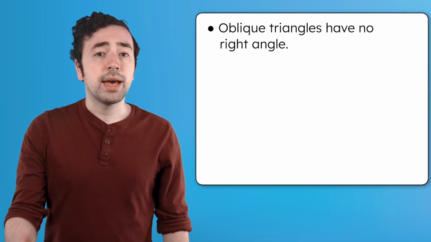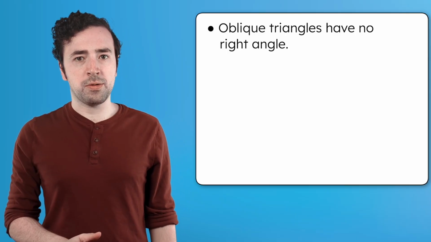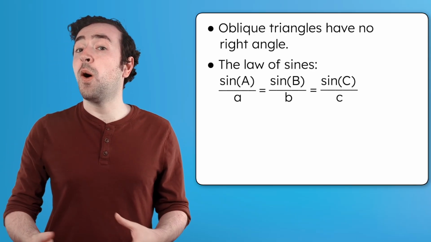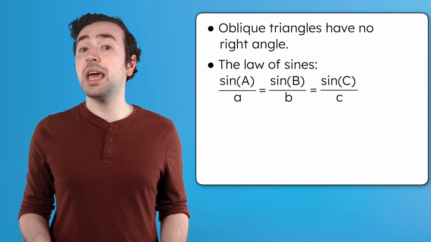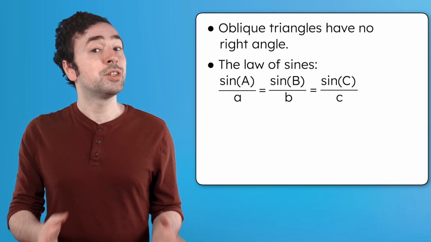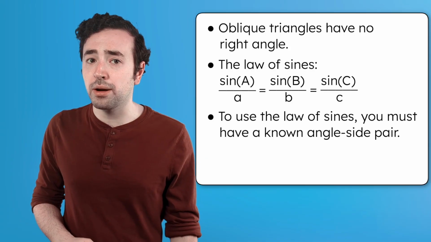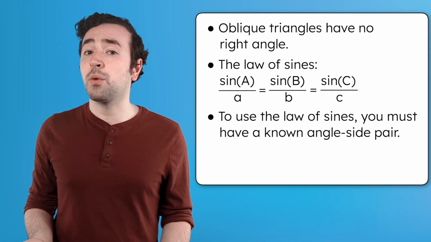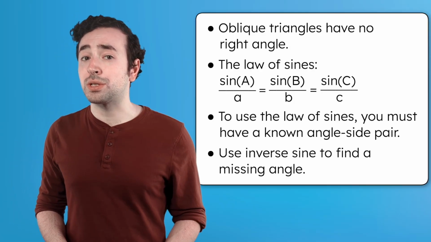To recap, an oblique triangle is any triangle that has no right angle. The law of sines tells us that in any triangle, the ratio of the sine of an angle to the length of its opposite side is the same for every angle-side pair. That's what makes it so useful. To use the law of sines, you always need to start with a known angle-side pair, one angle and the side directly opposite it. And if you're solving for a missing angle instead of a side, don't forget to finish with inverse sine to get the actual degree measure.